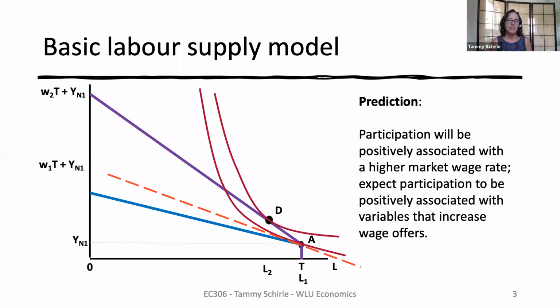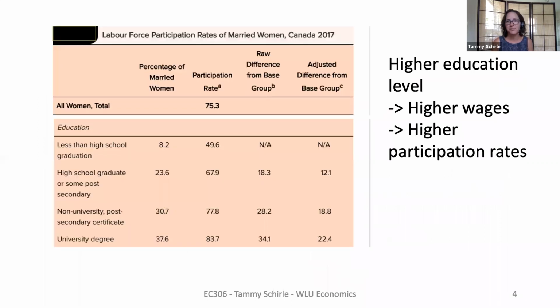We start here by returning to our basic labor supply model, and you should recall this diagram. One of our key predictions from this model was that when people are offered a higher wage rate, say at W2 here, we expect to see them enter the labor market and participate. So we expect to see an association between variables associated with higher wages and the likelihood of participation.